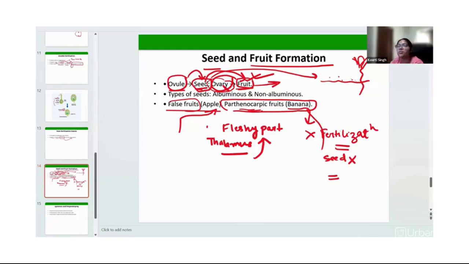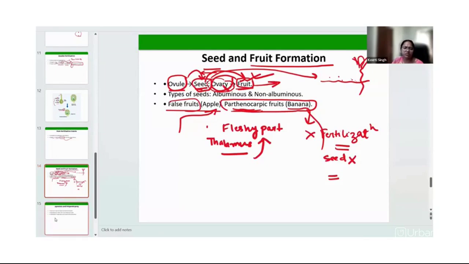What it actually means, suppose after pollination there is production of a berry, and that berry happens to be seedless. But actually, a berry is not seedless, because when fertilization takes place, seed is formed. So parthenocarpy is nothing but the production of fruit without fertilization.